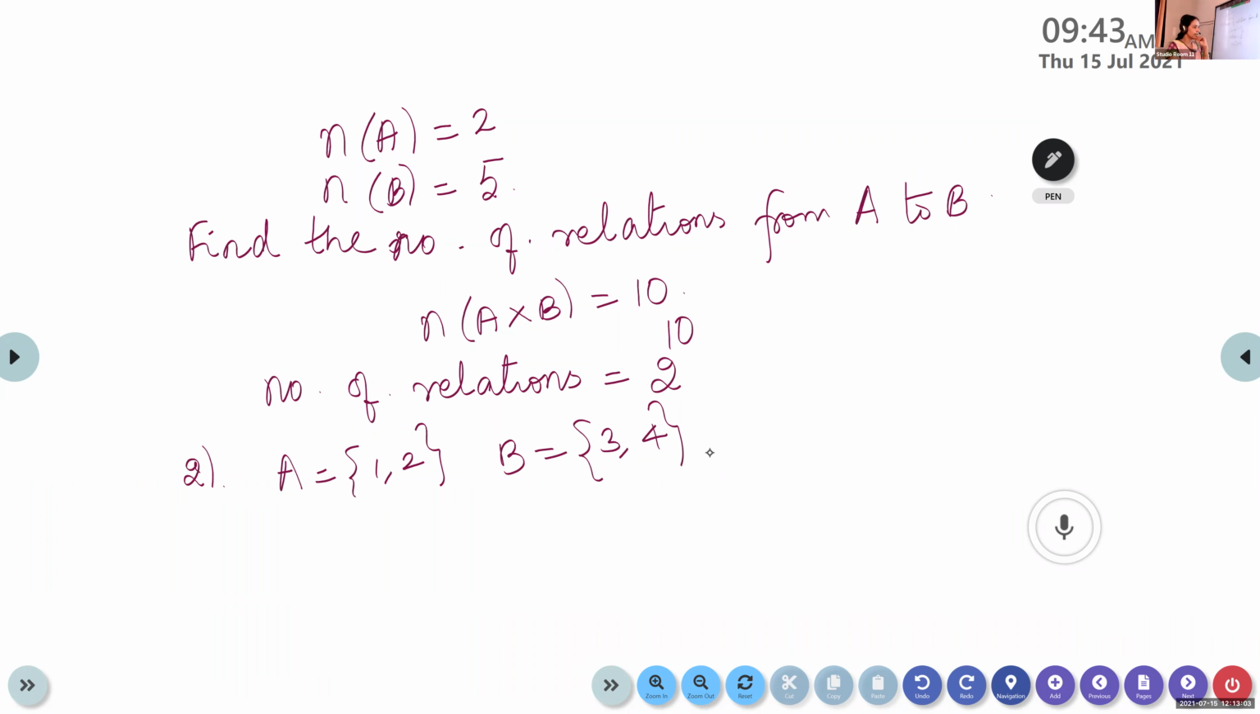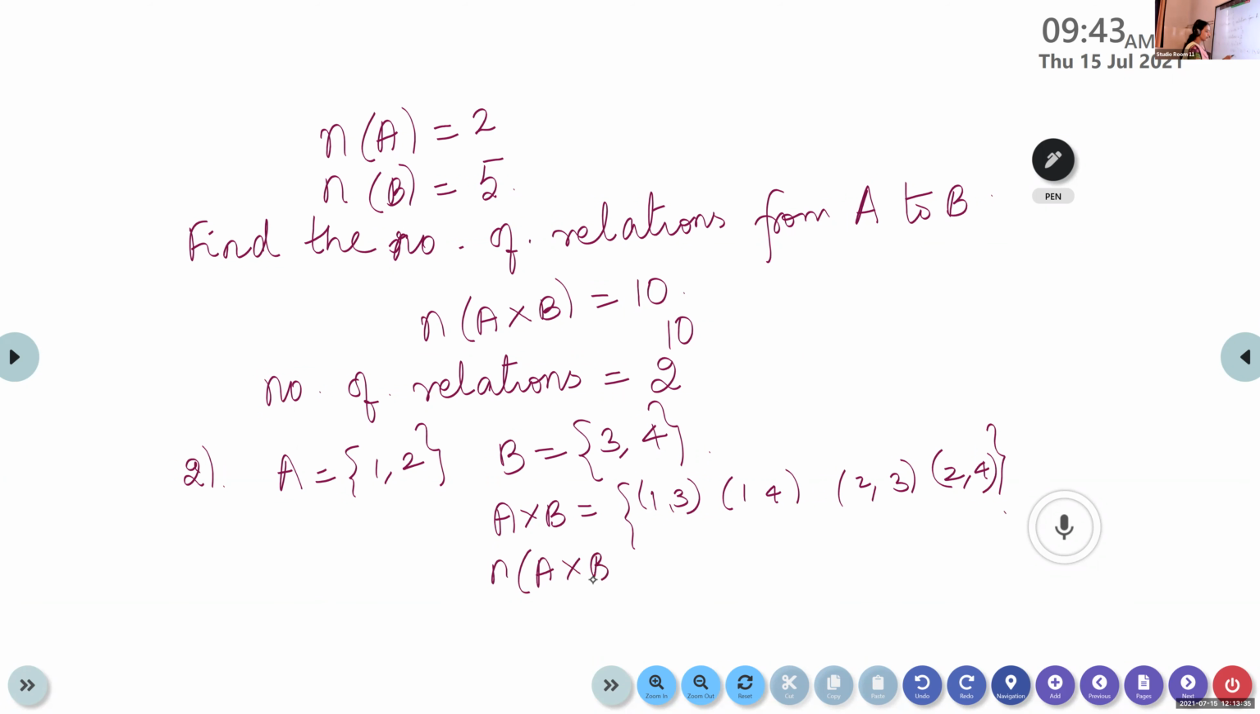What is the answer? Akshay, give the answer. How many relations? 4 relations. How? 1 and 3, 1 and 4, 2 and 3, 2 and 4. That is A cross B, isn't it? What you gave is A cross B, the Cartesian product. So n of A cross B is 4.